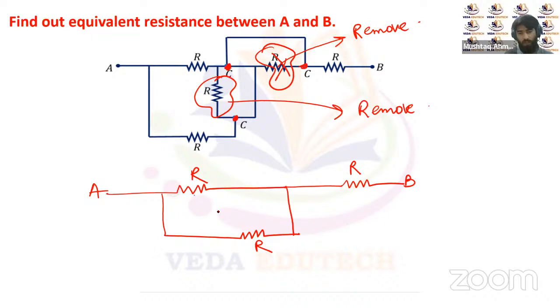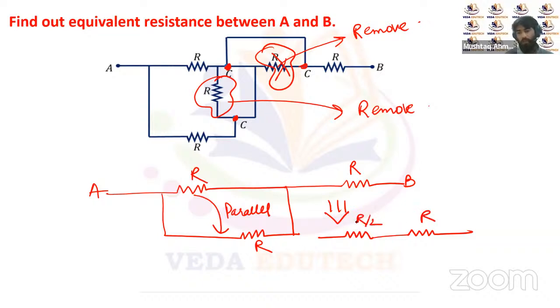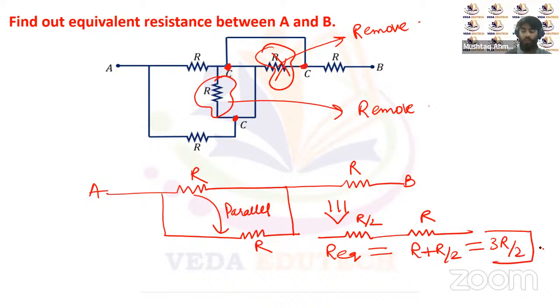We can write that these two resistors are in parallel to each other. Their equivalent resistance will be R over 2. This equivalent circuit will be written like this: this is R over 2 and this is R. This R over 2 and R are once again in series. So R equivalent will be R plus R over 2, which is equal to 3R over 2. So for this short circuited circuit, we have the equivalent resistance equal to 3R over 2.